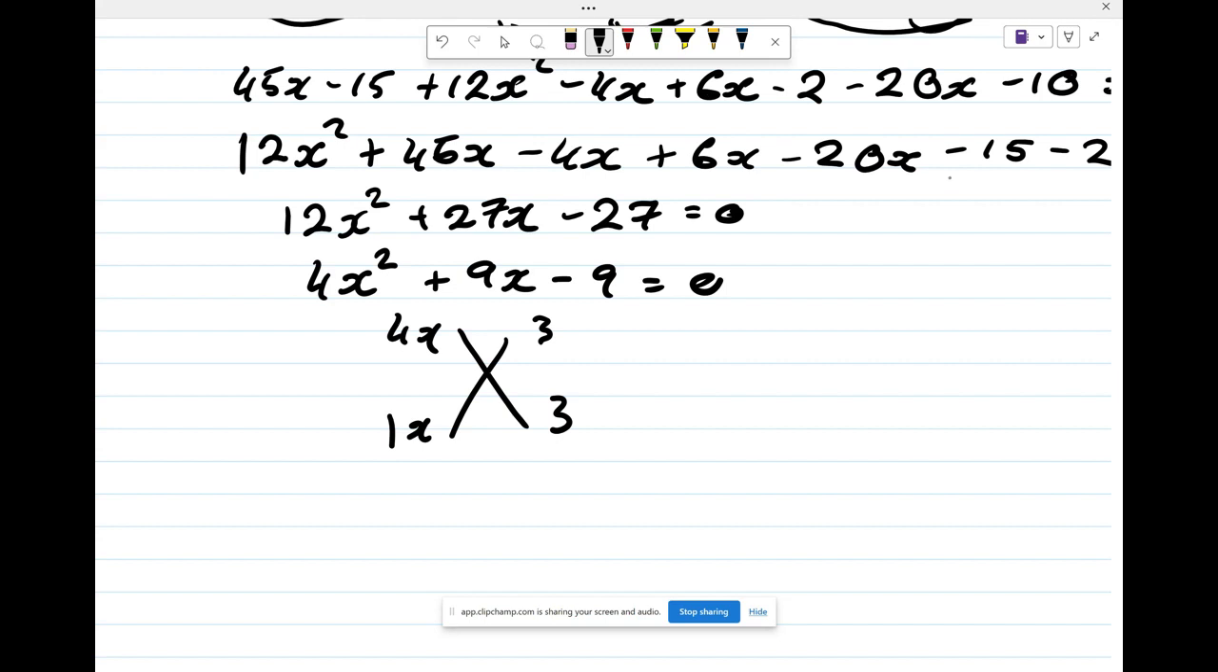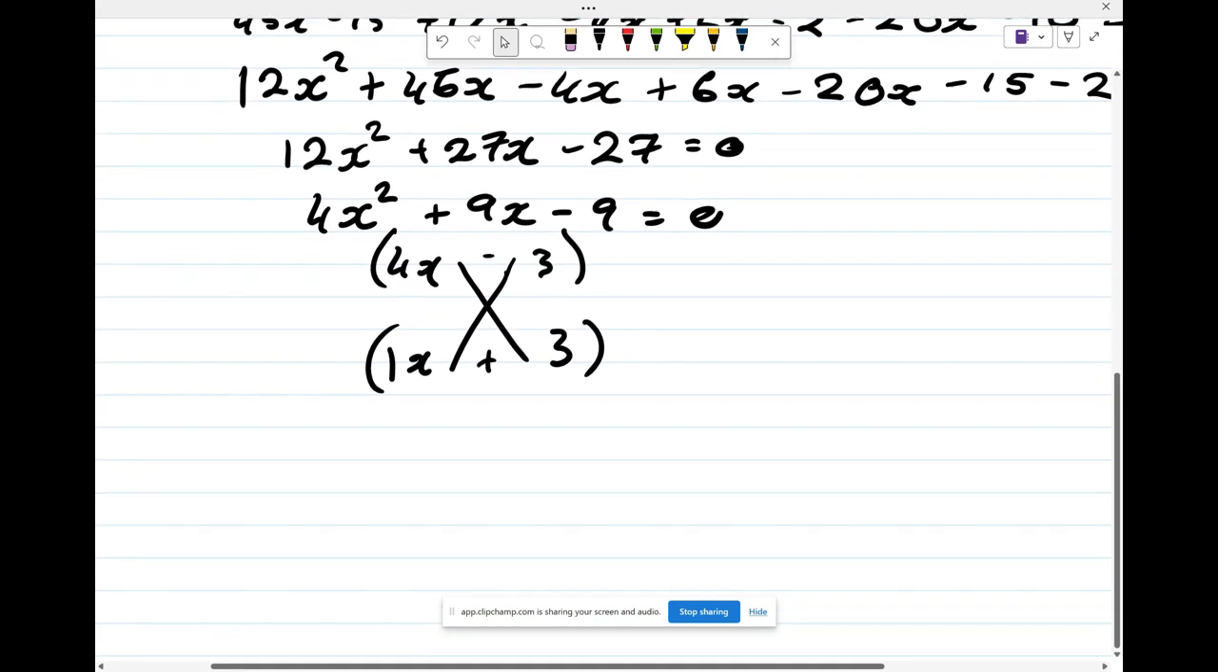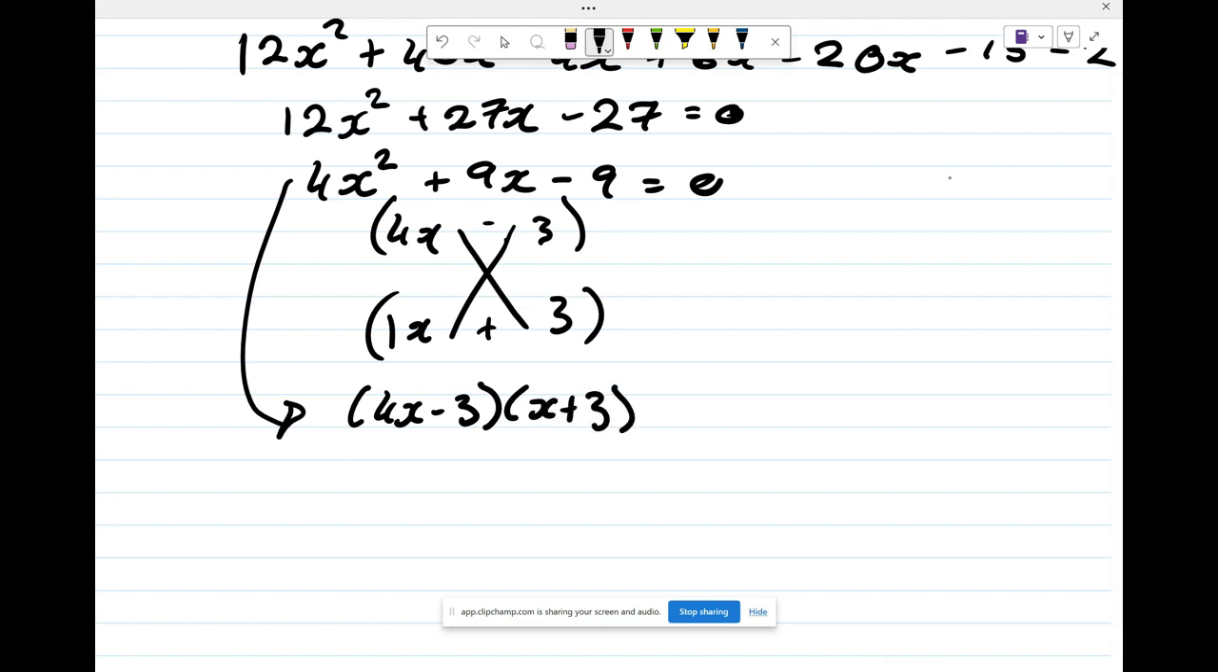And how are we going to get to plus 9 in the middle? Well, it's 4 times 3, and that'll give us 12, and then we're going to have to take away 3. So it'll be 4 times positive 3 to give us plus 12, and then take away 1 times minus 3 to give us plus 9x. So our factors here are just going to be 4x minus 3 and 1x plus 3. So this can just be rewritten as 4x minus 3 and x plus 3 is equal to 0.